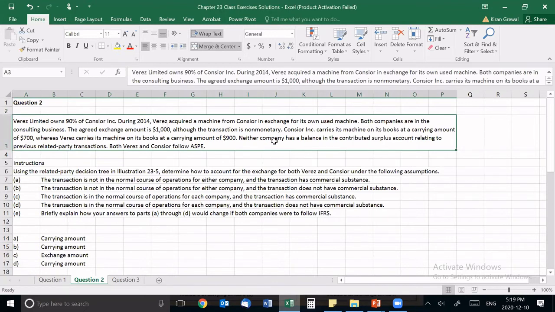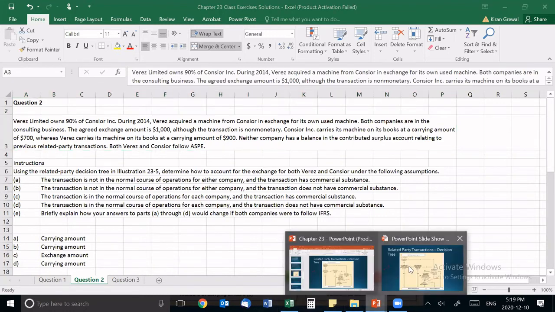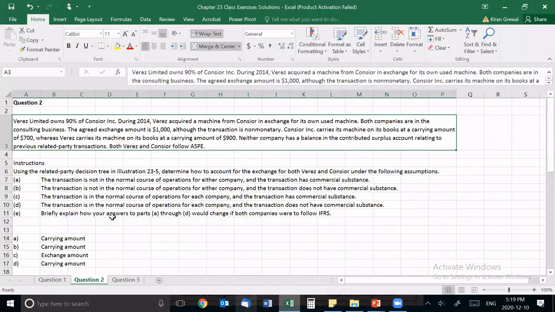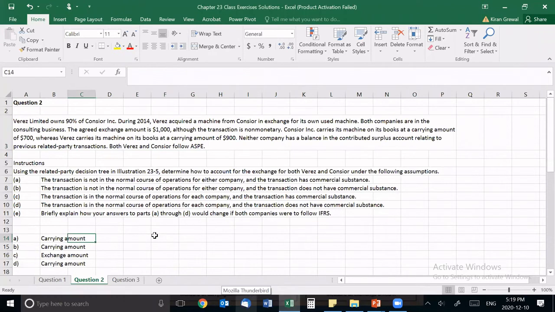It doesn't say that after this transaction, now Perez owns 100% or 60%. So it doesn't look like there has been a change of ownership interests. So that would be no, and we would measure it at the carrying amount. Okay, so part A says measure at the carrying amount.